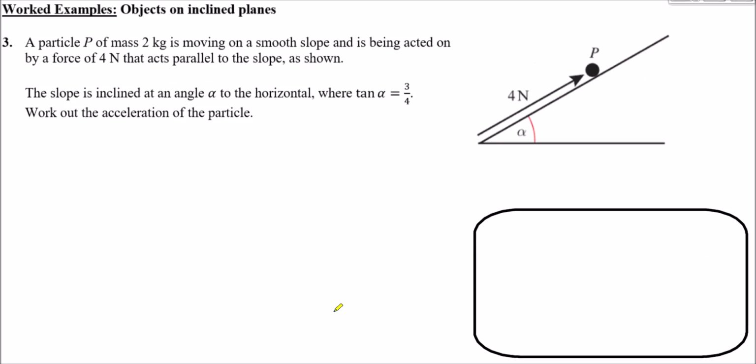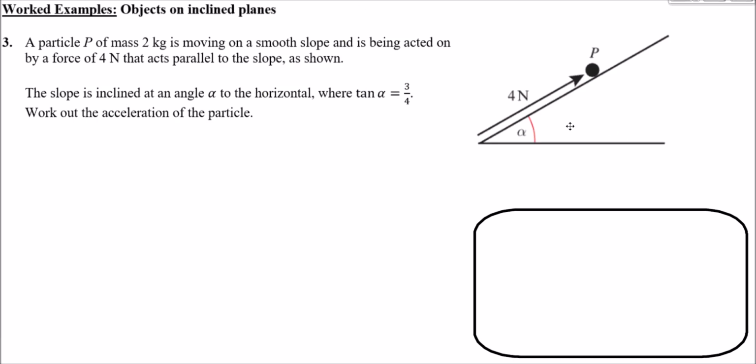Question 3, we have a particle of mass 2 kilograms moving up a smooth slope and is being acted on by a force of 4 newtons that acts parallel to the slope as being shown. The slope is inclined at an angle alpha to the horizontal, where tan alpha is 3/4. I'm going to mention this in a moment. Work out the acceleration of the particle.